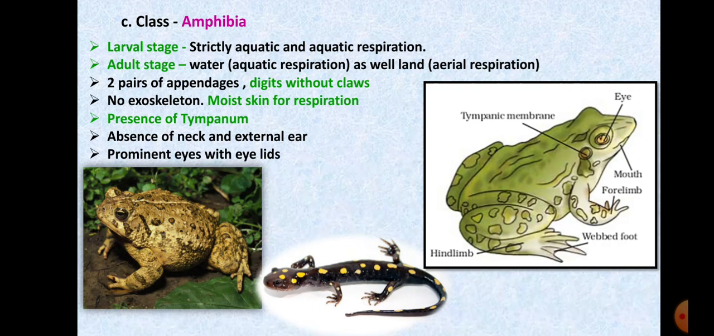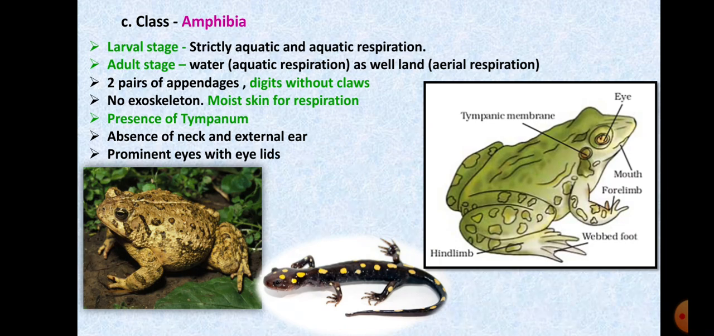Now, two pairs of appendages. If you observed, in the Pisces, the fishes did not show any presence of appendages, but here they have evolved. On the land they tried to move around, so gradually pairs of appendages were observed. They have digits. Now digits here are basically fingers of the human. These digits of the amphibians are without any claws or nails. They do not have any exoskeleton.